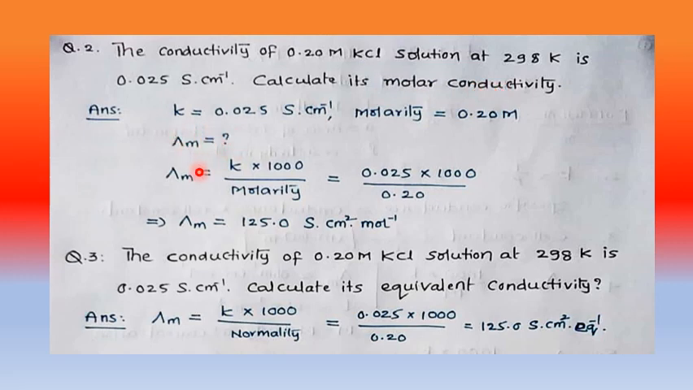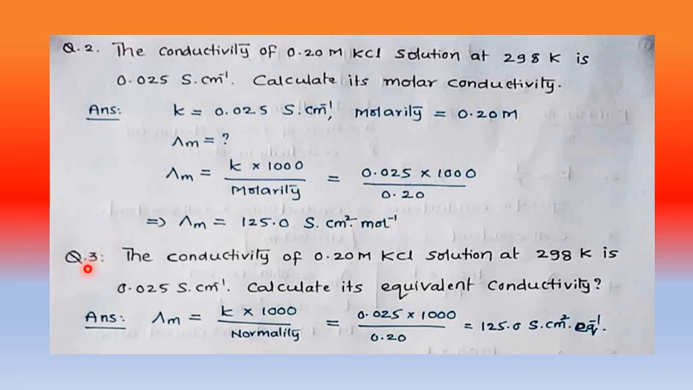So we have a direct relation. Just substitute the kappa value and the molarity value. Finally we get lambda m, or molar conductivity, equal to 125.0 Siemens centimeter square mole inverse. This is the procedure. It is very clear. Okay.